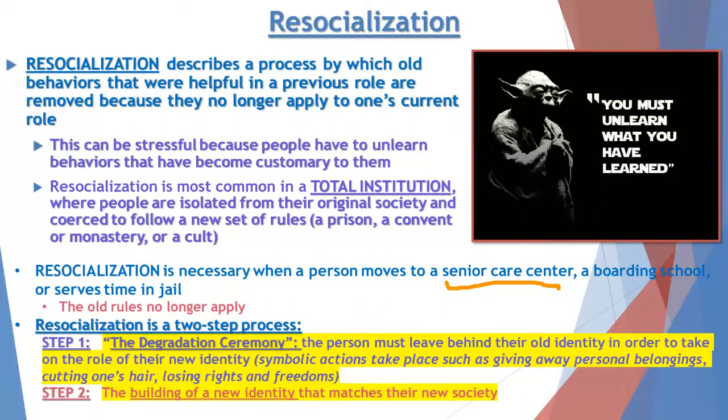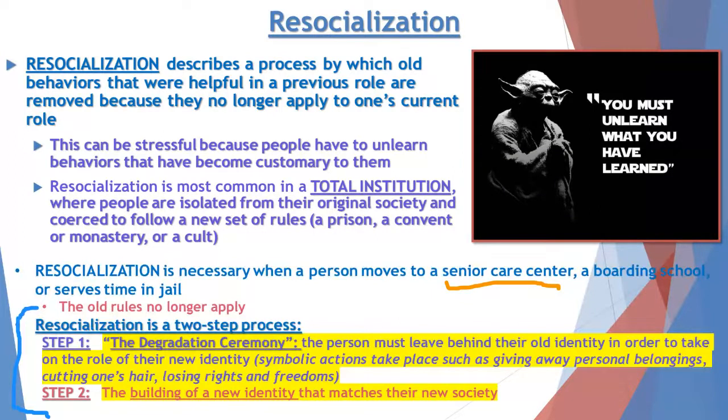So resocialization is a two-step process. And the first step is the degradation ceremony. This is the process by which we tear down our old identity, or it's torn down for us. So we have to leave behind our old role, our old way of understanding ourselves and how we fit into that old society. And we have to start taking on this new role in this new society and figure out, what is my new identity here? There's often a lot of symbolic actions that will take place during the degradation ceremony.